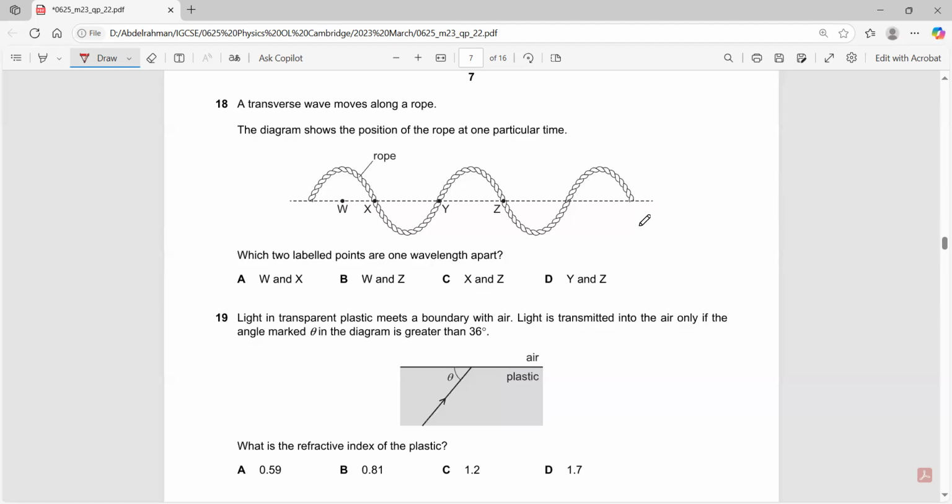18. A transverse wave moves along a rope. The diagram shows the position which two labeled points are one wavelength apart. So you have from X all the way to Z. This is one wavelength apart.